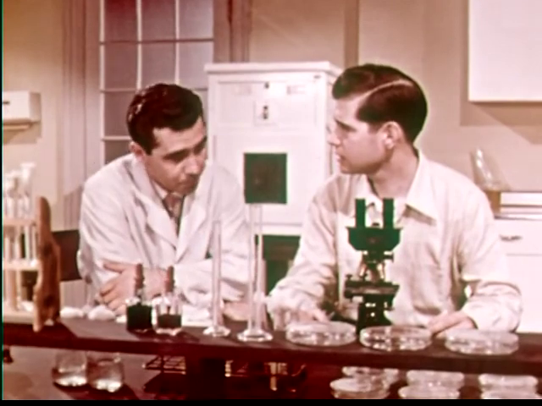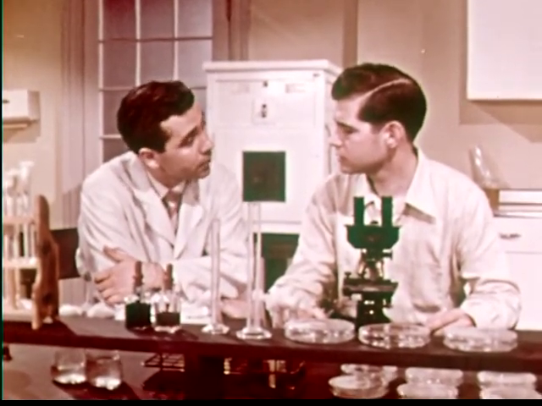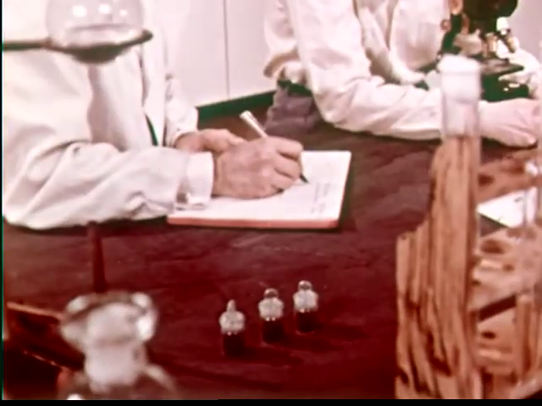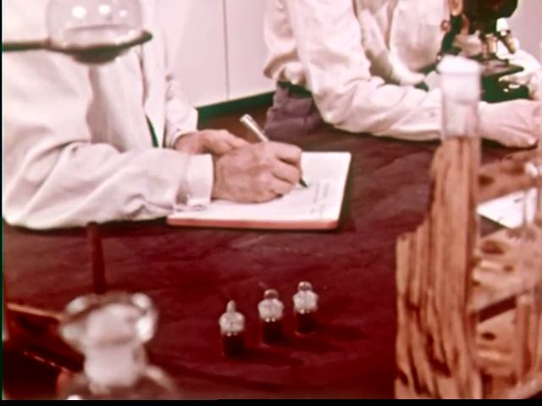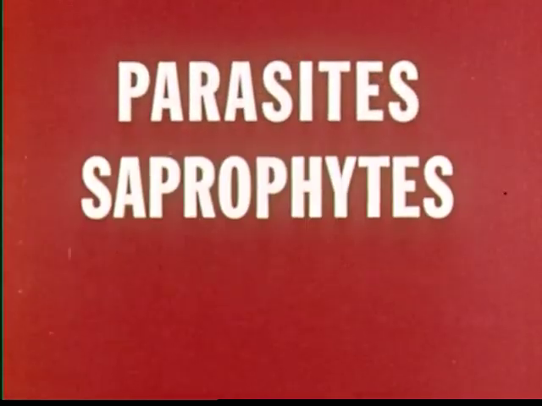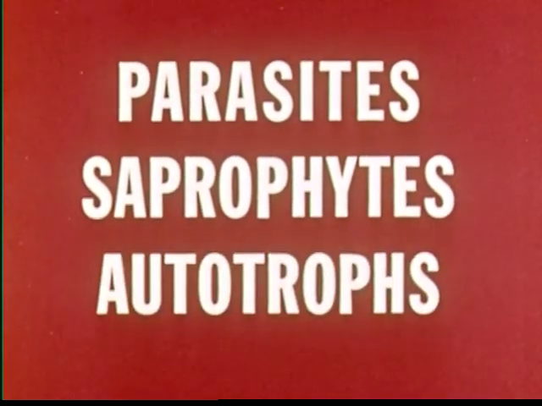Frank explains that it takes a systematic approach. For example, bacteria may be separated into groups according to what they live upon, the nature of the food they require. Some bacteria are parasites, others saprophytes, and still others autotrophs.